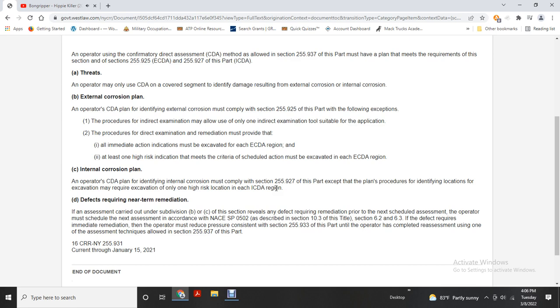Direct assessment carry over under subdivision B and C of the section reveals defects requiring remediation prior to the new scheduled assessment. The operator must schedule the new assessment in accordance with the NACE SP 0502 sections 6.2 and 6.3. If the defects require immediate remediation, the operator must reduce the pressure consistent with section 255-933 of the operator, completely reassess using only one of the assessment techniques of 255-937 of this part.